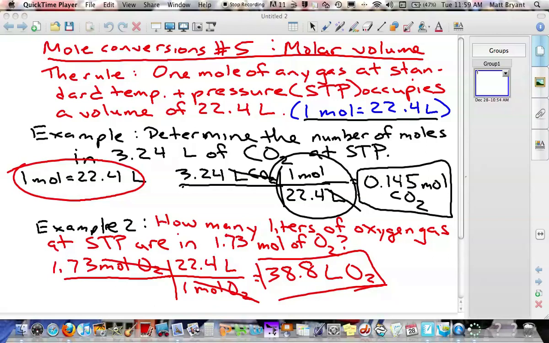So, you've seen both examples of both ways to convert between moles and liters. And everything we need to know about this uses the concept of the molar volume. The concept of that 1 mole of any gas at standard temperature and pressure occupies a volume of 22.4 liters.